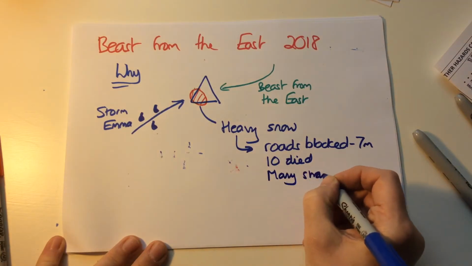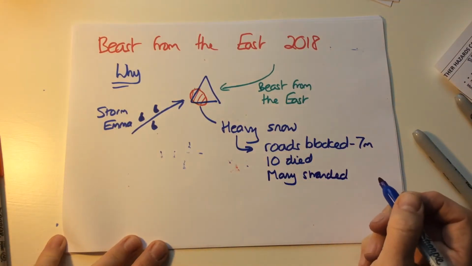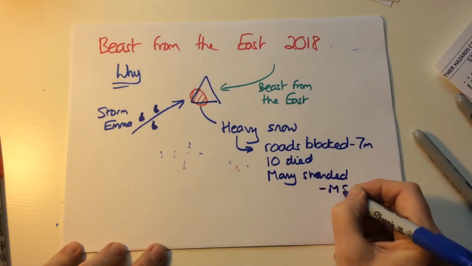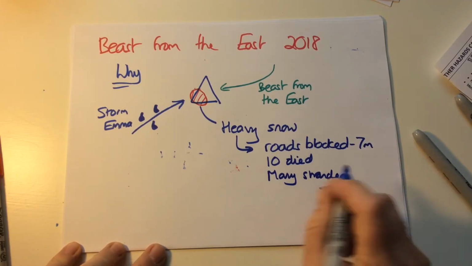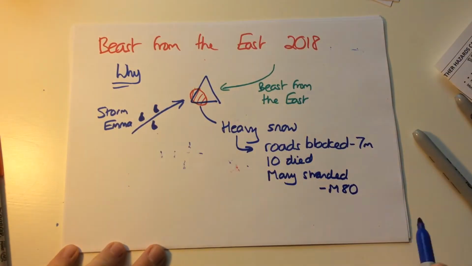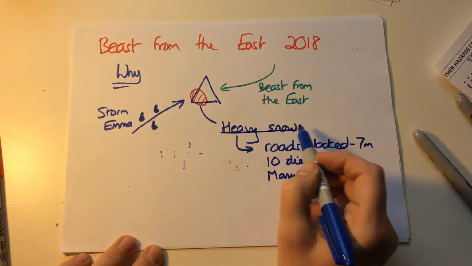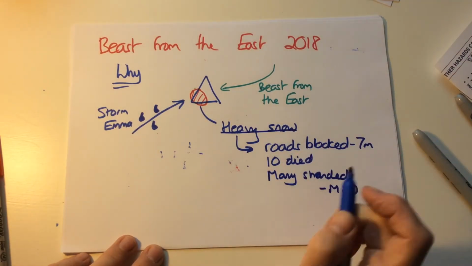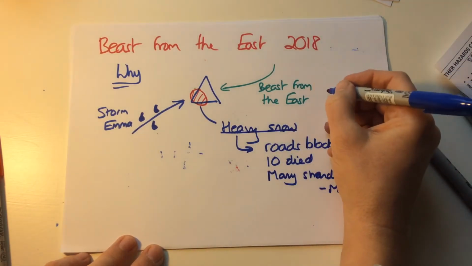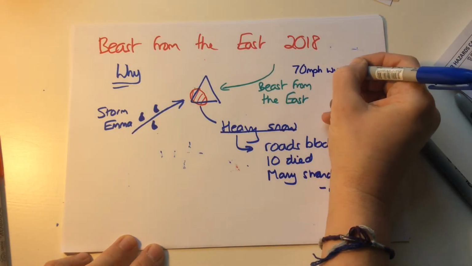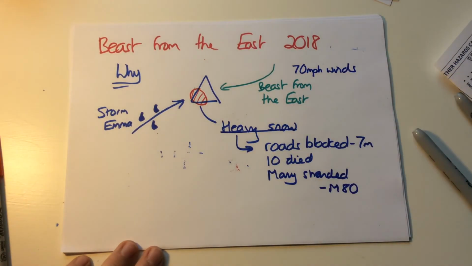I think famously hundreds were stranded for over 24 hours, up towards 36 hours on the M80 in Scotland, and also on roads in Devon down here. So this was a very, very tricky situation. There were also very high winds as well. So there were 75 mile an hour winds that came. Let's put 70 mile an hour winds. So it was a really, really problematic situation.